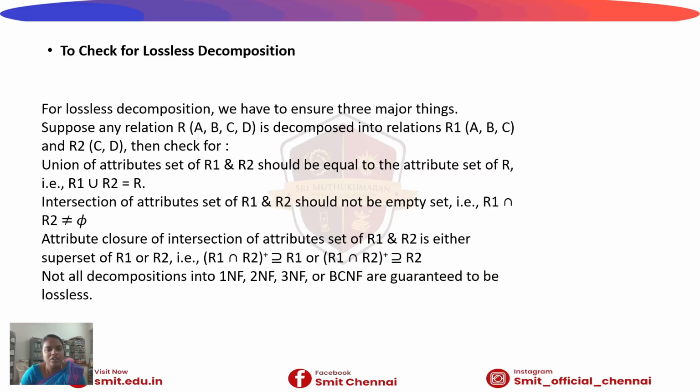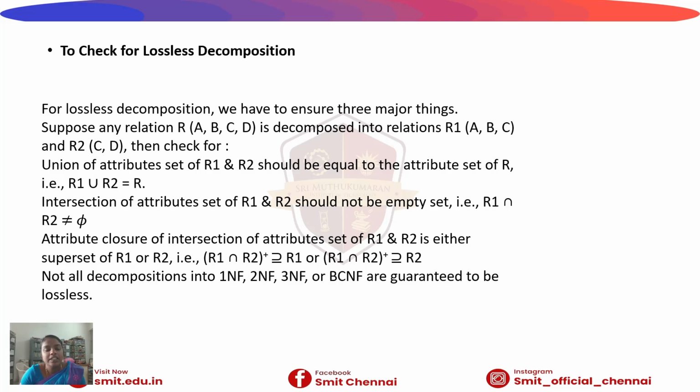Actually, see, to check lossless decomposition means ensuring that there are three major things. Suppose any relation R with ABCD is decomposed into relation R1, ABC, and R2, C and E. Then check for the union of attribute sets. R1 and R2 should be equal to the attribute set of R. Relation 1 union relation 2 gives the original table of R. The intersection of the attribute sets of relation 1 and relation 2 should not be an empty set.